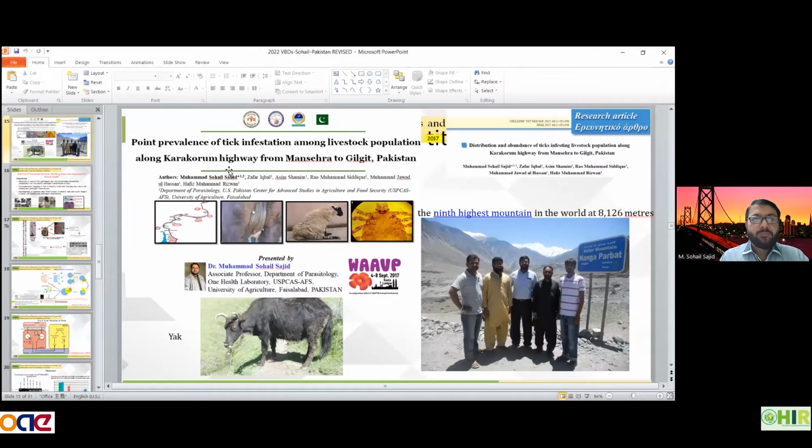It was part of the project where we found that the ticks were infesting all the way from Mansehra to Gilgit. And for those who don't know where these are, these two cities are in the northern part of Pakistan, where there is extreme cold. And on the right side, I'm acknowledging these PhD fellows of mine. You can see the 9th highest mountain in the world, which is Nanga Parbat. And here, the unique thing was the yak, which is on the left lower side.